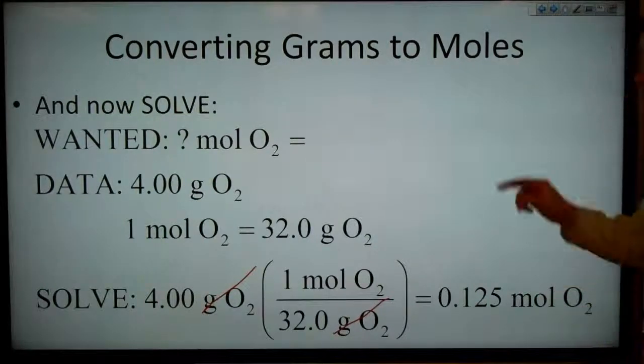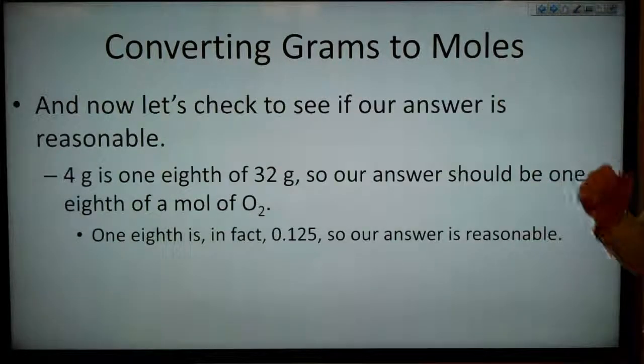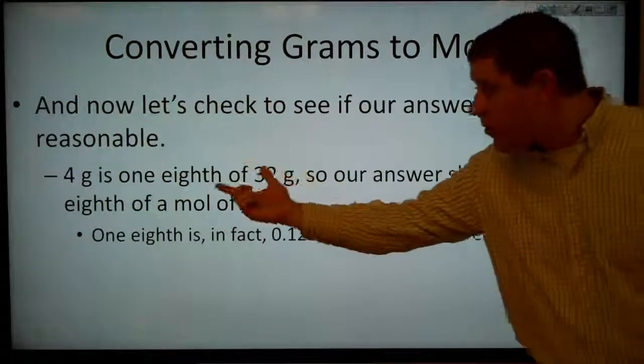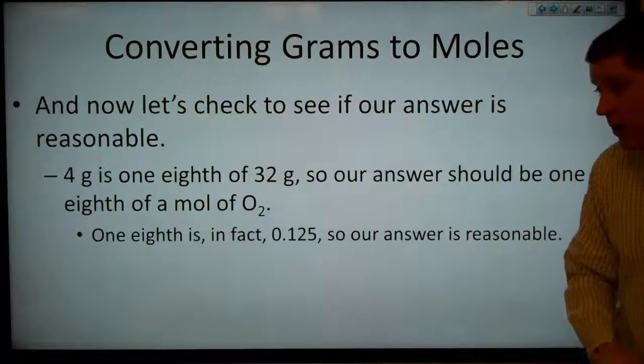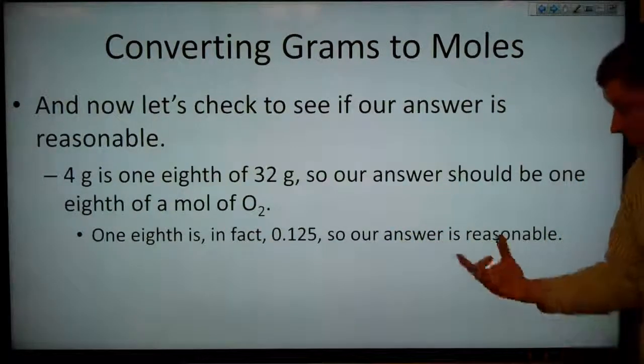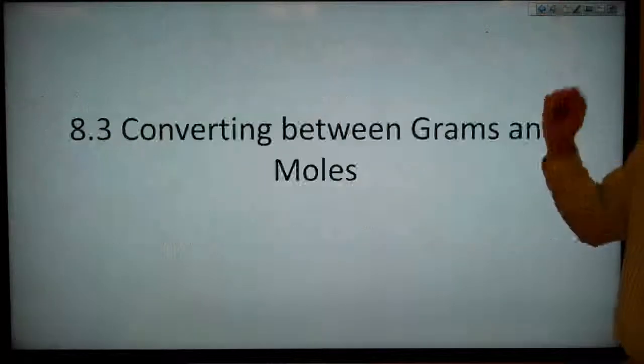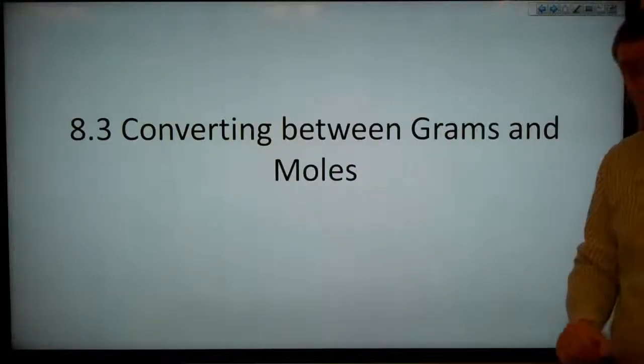and that gives us 0.125 moles of O2. And now let's check to see if our answer is reasonable. 4 grams is 1/8 of 32 grams, so our answer should be 1/8 of a mole. 1/8 is in fact 0.125, so our answer is reasonable. That was converting between grams and moles.